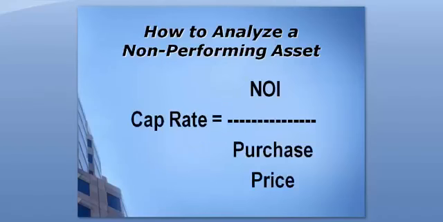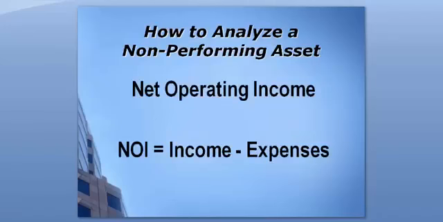Now, you all understand this formula. And if you don't understand this formula, then you don't understand multifamily. Here is the formula: cap rate equals the net operating income over the purchase price. Well, what is the net operating income? The net operating income is the income minus the operating expenses. So it's the income minus the expenses.